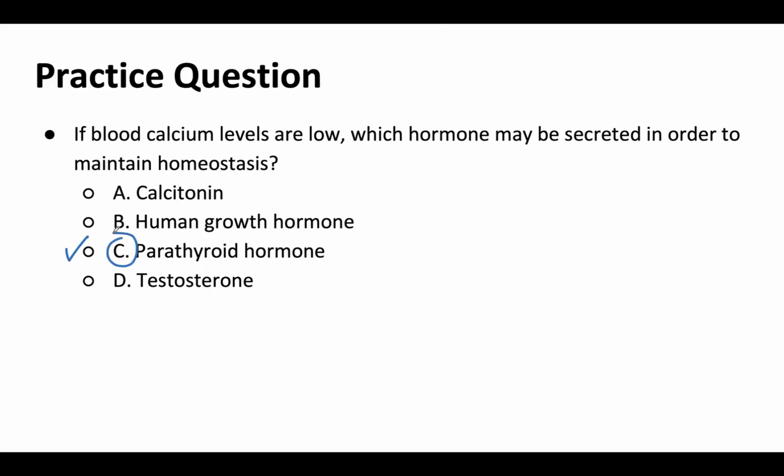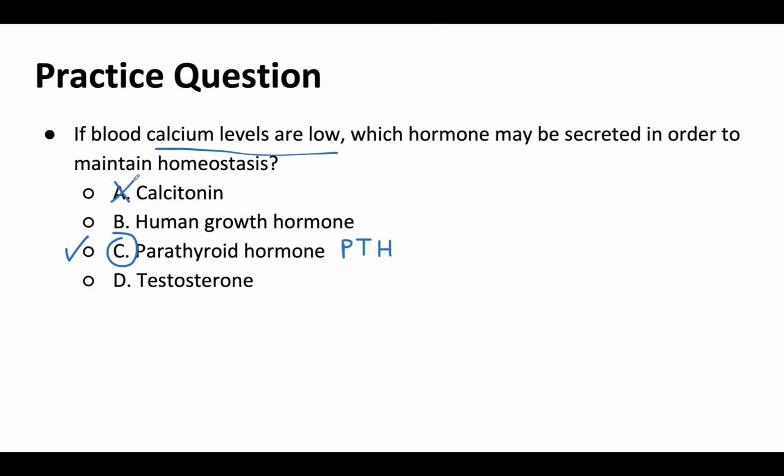C, or parathyroid hormone, is correct. So parathyroid hormone, or PTH, is the major regulator of blood calcium levels. And so if blood calcium levels are low, we need to get more calcium in there. And this is done by initiating the osteoclast to break down the extracellular matrix to allow calcium to enter the bloodstream.